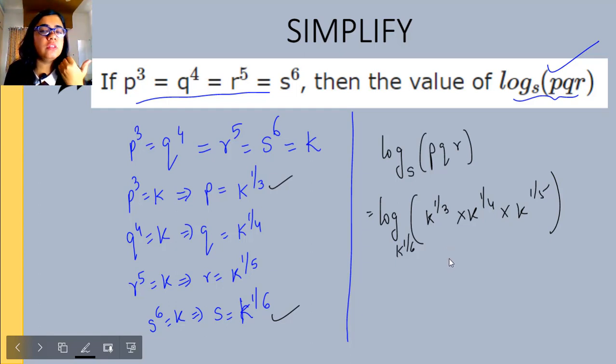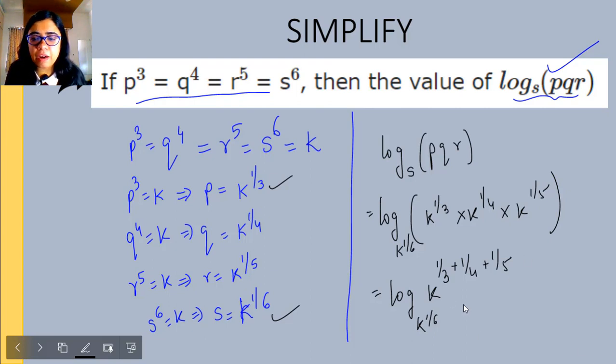Now you can solve the log very easily. You will have log of k raised to 1 by 3 plus 1 by 4 plus 1 by 5 to the base k raised to 1 by 6. Law of indices: powers will add. So 1 by 3 plus 1 by 4 plus 1 by 5.